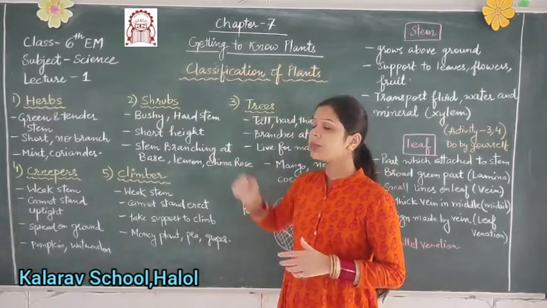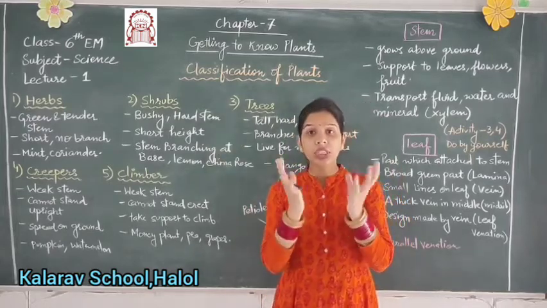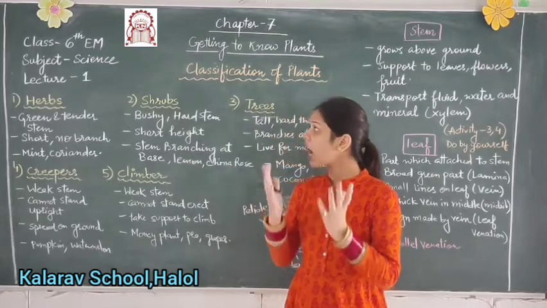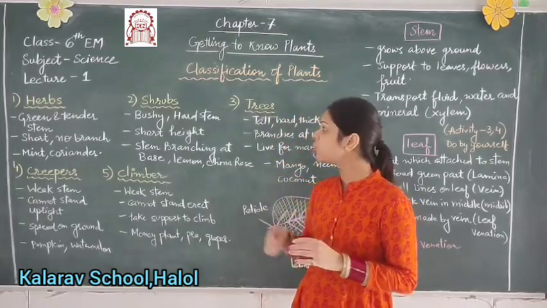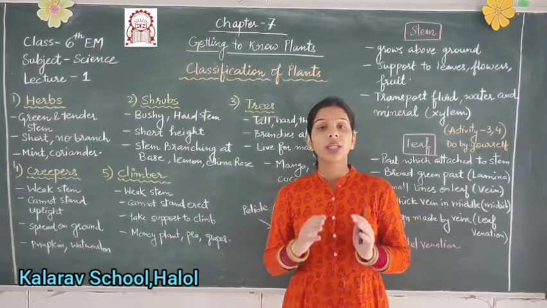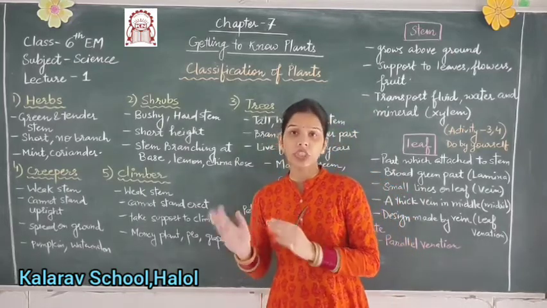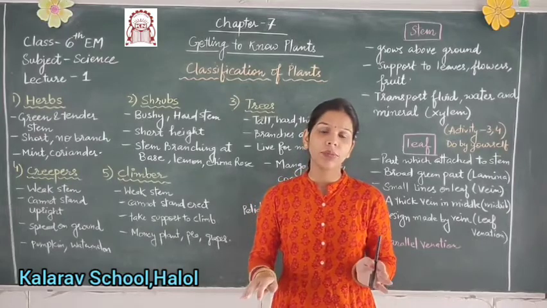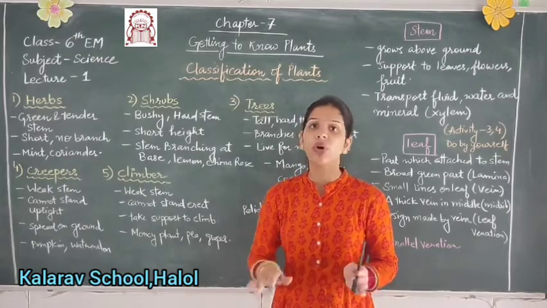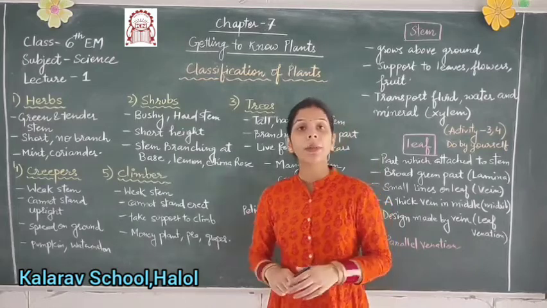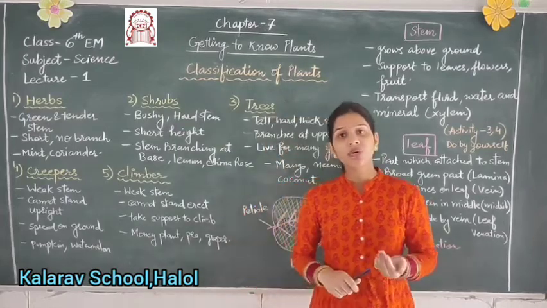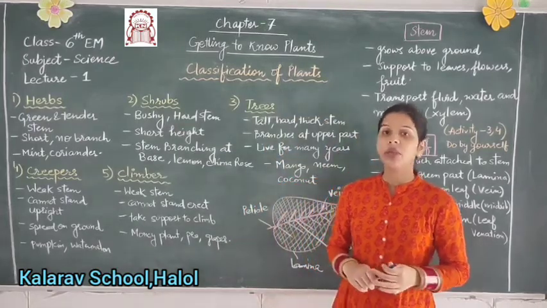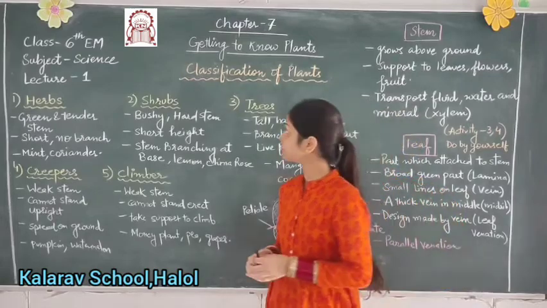Next is shrubs. Shrubs have bushy and hard stems. They are also short in size. The stem of these shrubs has branching at the base of the plant, that is, at the ground. For example, lemon, China rose and jasmine are a few examples of shrubs.